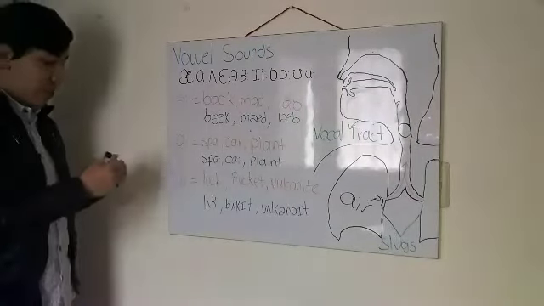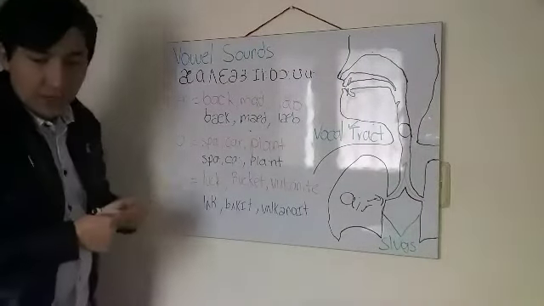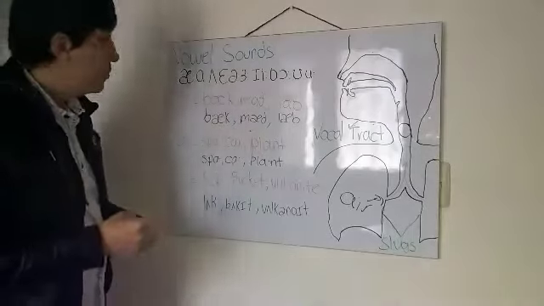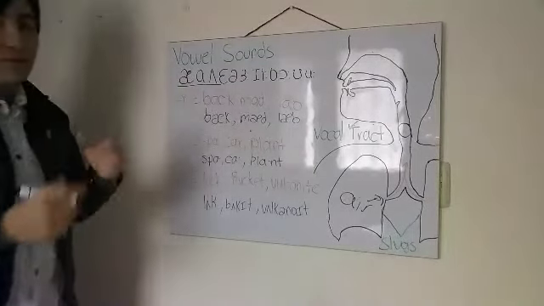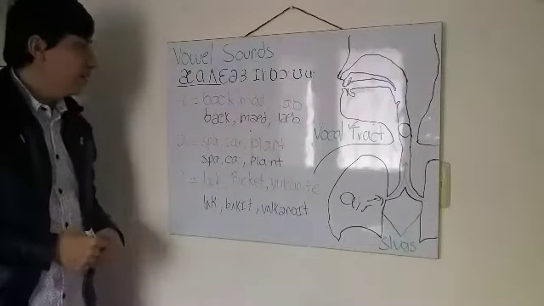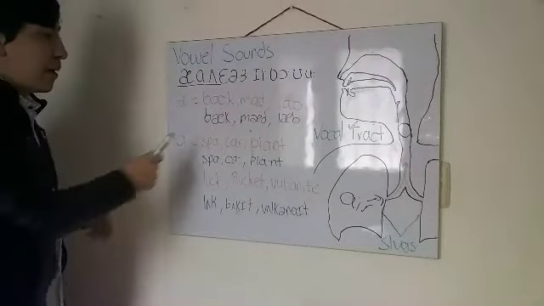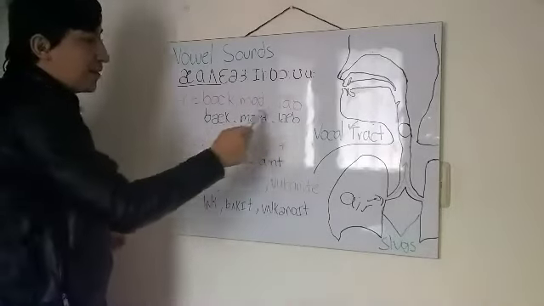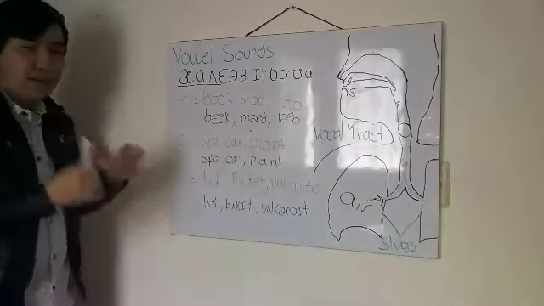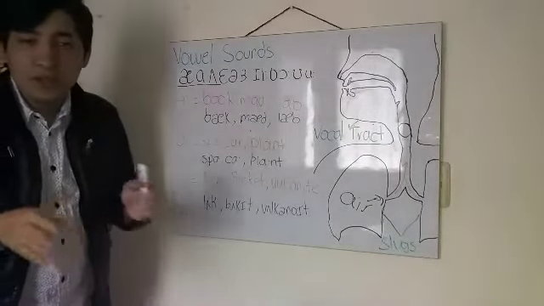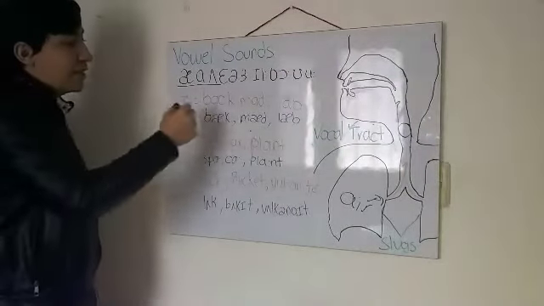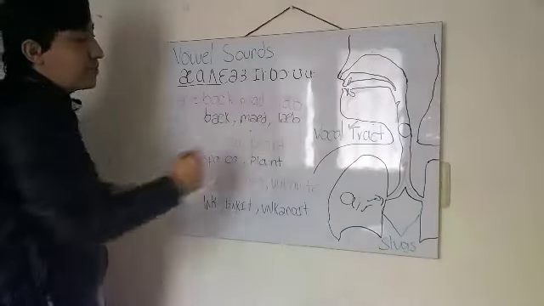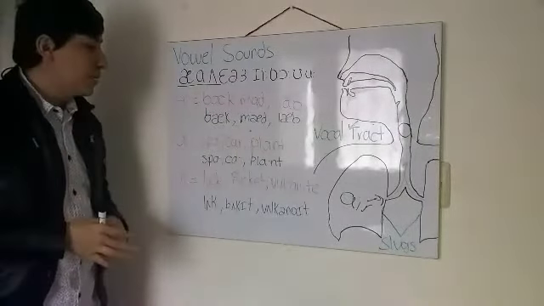We are going to start with the first group of vowels. Sound for A. Okay? We can find back, mat, lap. It's a pronunciation in the middle of A, E. Back, mat, lap.